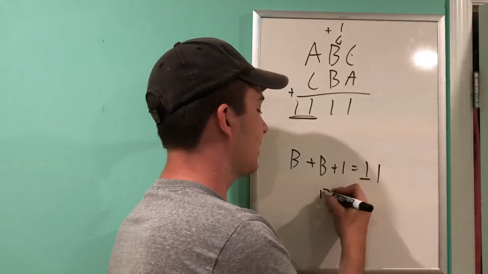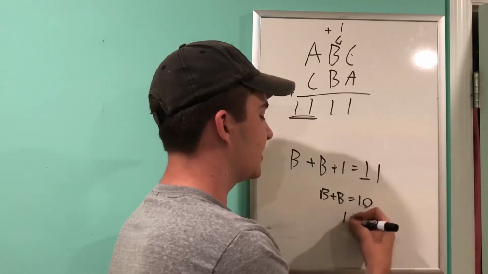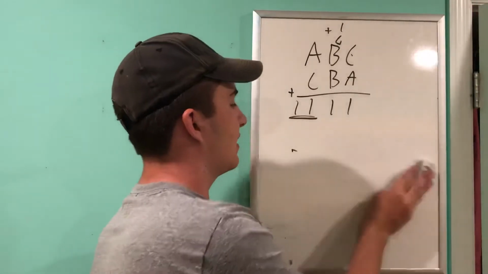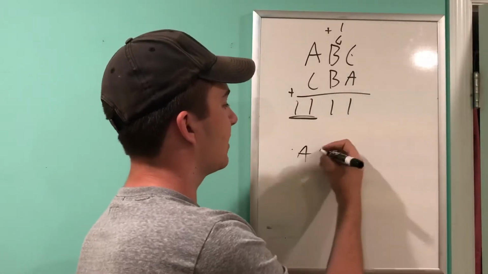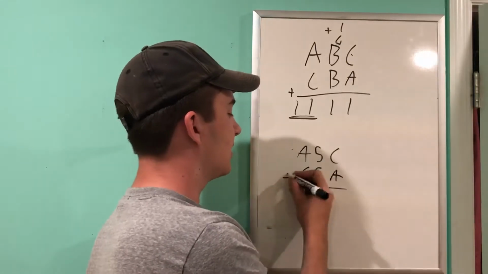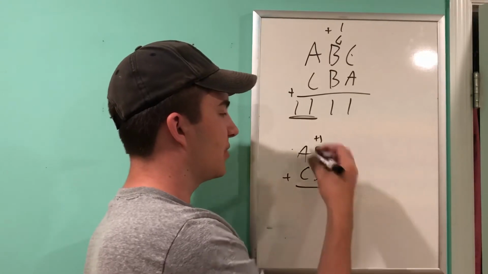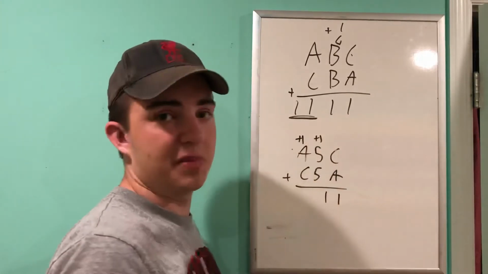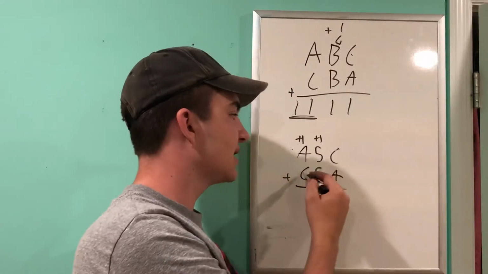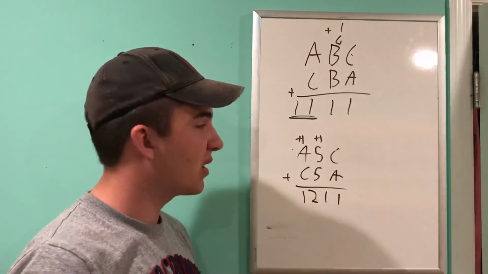Now because of that, we get B plus B is equal to 10, which makes B equal to 5, right? Now, let's put in 5 for that. We have A, 5, C, 5, A, right? So A plus C is 11, bring the 1 up, 5 plus 5 is 10, plus 1 is 11, bring the 1 up, and then we have to bring the 1 up again. Well, you know A plus C is 11, right? That showed us here. So A plus C is 11, but plus 1 is 12. That's not 1, 1, 1, 1. That doesn't work.